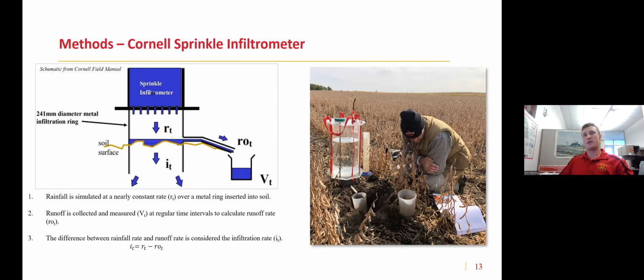Next, I mentioned we used another piece of equipment to do infiltration tests, and this was the Cornell sprinkle infiltrometer. Essentially how this works is you have a portable rainfall simulator that you set on top of an infiltration ring, and a tube running at the soil surface from that ring to collect any runoff that's generated. By taking measurements throughout this process of rainfall simulation, you can measure a simulated rainfall rate and a runoff rate. And with the difference of those two values, you have an infiltration rate.